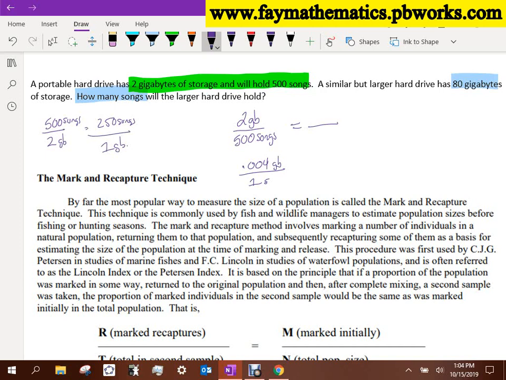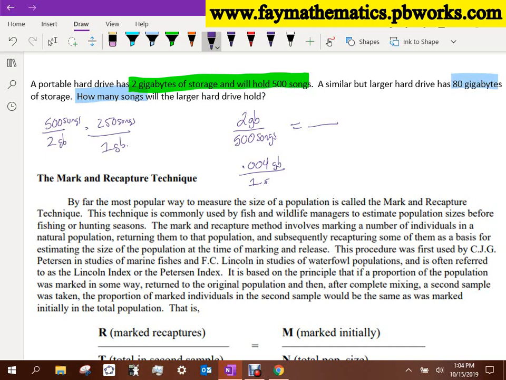Okay? So now, if I use that, I got 1 gigabyte gives me 250 songs, so now I got 80 gigabytes, right? Well, what do I do with that 80 gigabytes then? What can I multiply it by? 250. You multiply by 500 too. Okay. Or no? Not if I'm going to multiply it by 250 over 1.